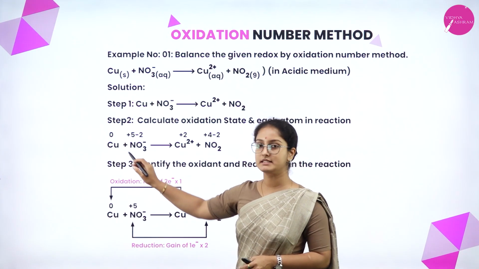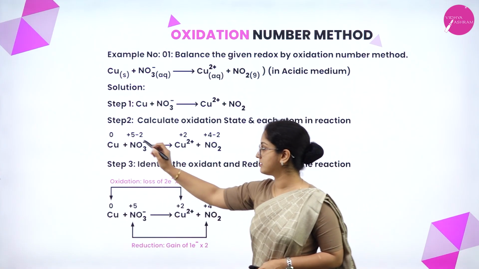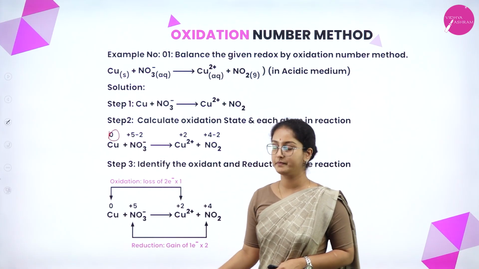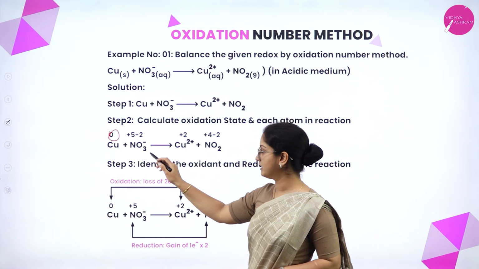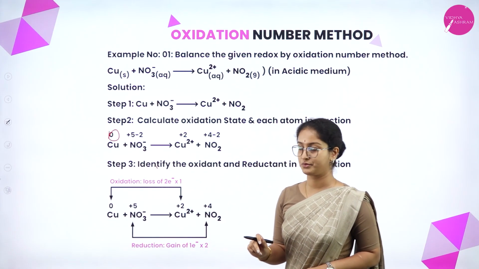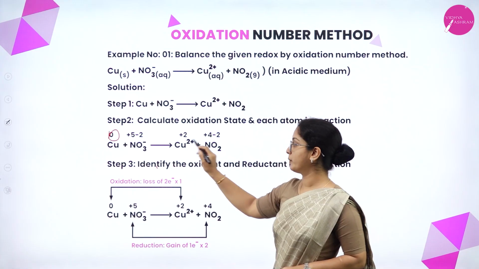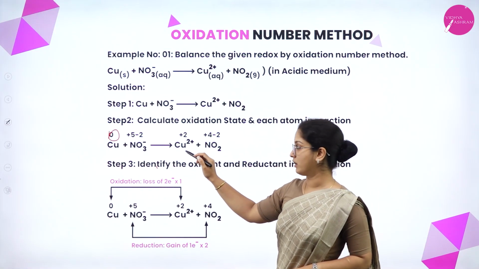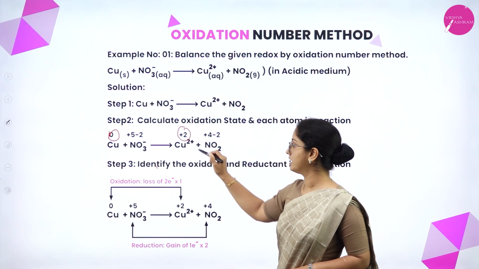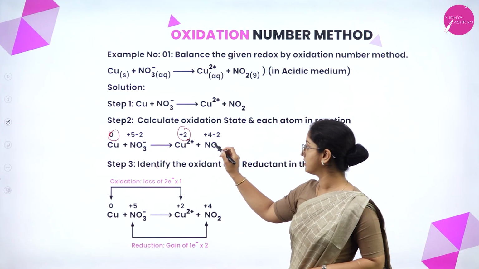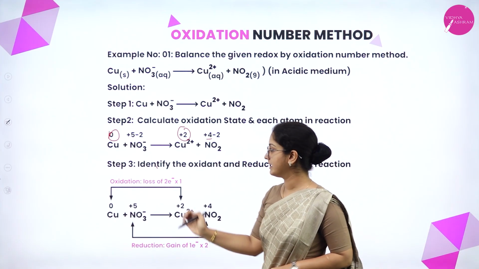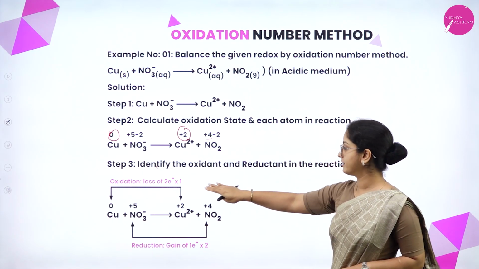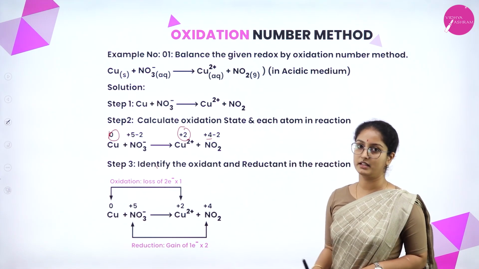So copper here is in an elemental state, so the oxidation state will be 0. In nitrate, N carries plus 5 oxidation number and oxygen carries minus 2 oxidation number. So when it reacts, it gives out copper ion, that is plus 2, and nitric oxide having nitrogen plus 4 and oxygen minus 2. The third step involves identify the oxidant and reductant in the reaction.